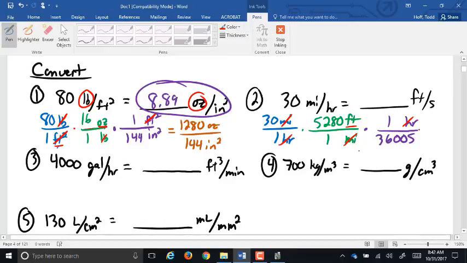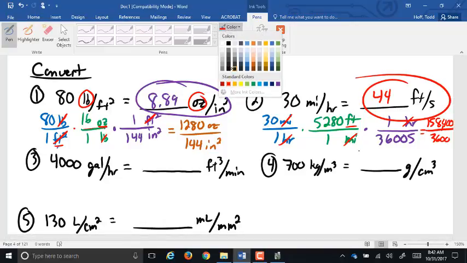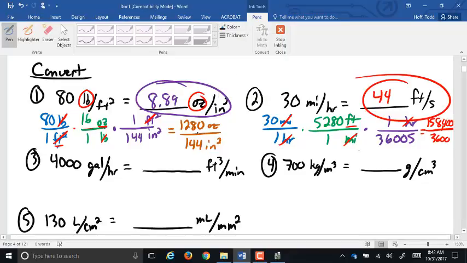So the hours are gone. On top, we've got 30 times 5280, which is 158,400 over 3,600, which gives us what? Was that 44? Perfect. 44 feet per second. Any questions on that one?